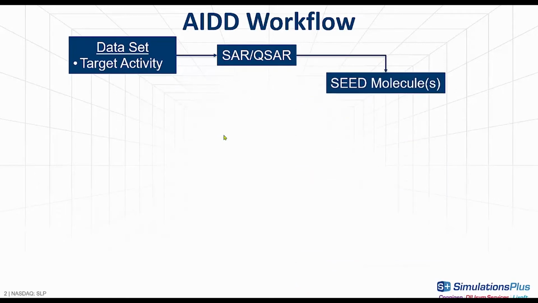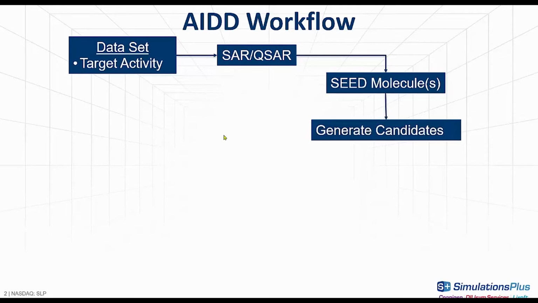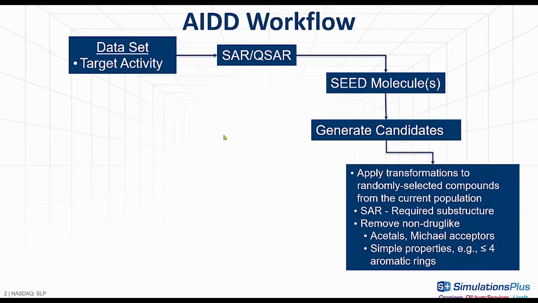Next, we need to introduce a seed molecule as the starting point for the AIDD run. So here's a simple molecule from the data set we'll use as a starting seed molecule. Then we'll generate candidates, and these molecules will be generated by applying transformations to randomly selected compounds from the current population. We also have a scaffold query, which is a required substructure for all the molecules. So once it generates a molecule, it looks at the scaffold query to make sure it meets that requirement. If not, it removes that molecule and selects another one.